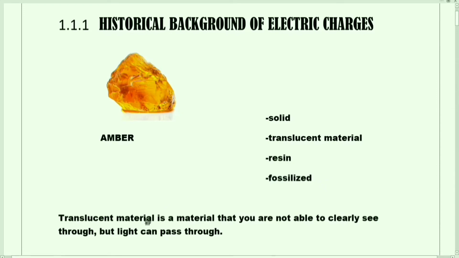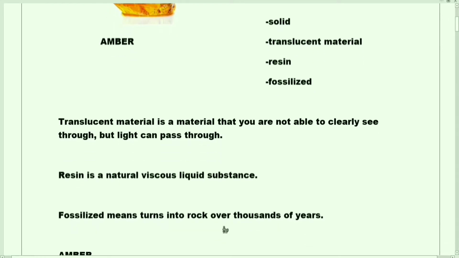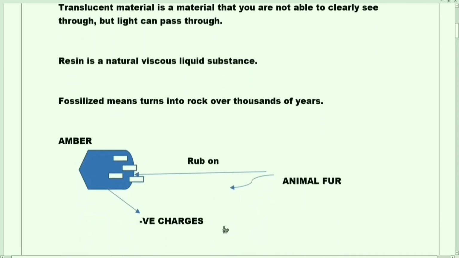Here, translucent material is a material that you are not able to clearly see through, but light can pass through. Resin is a natural viscous liquid substance that you all might have seen in barks of trees. And fossilized means that turns into a rock over thousands of years.